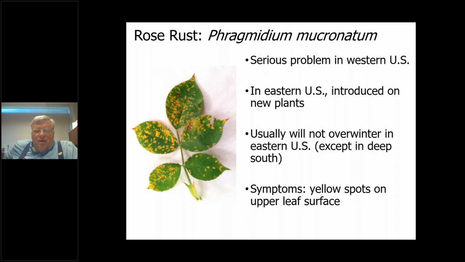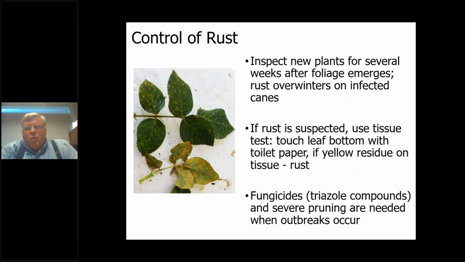Now, in the last few years, there have been some issues with rust overwintering in the coastal regions of Texas, Louisiana, Mississippi, Alabama, and Florida. And the reason for that is the foliage doesn't go dormant. If it goes dormant, well, that pretty well ends rust. It's going to have yellow spots on the upper surface and pustules. If you touch it with a tissue or a paper towel, you're going to see spots, yellow streaks and smears on your tissue.